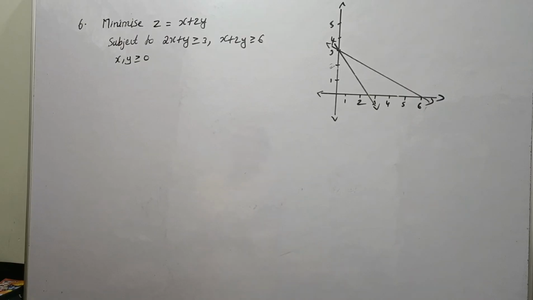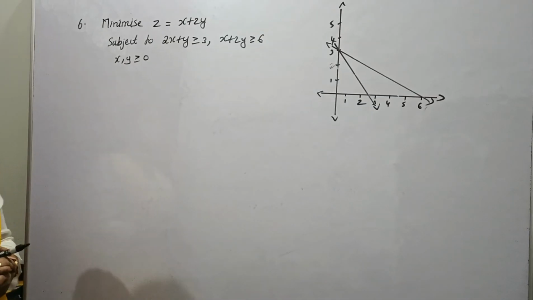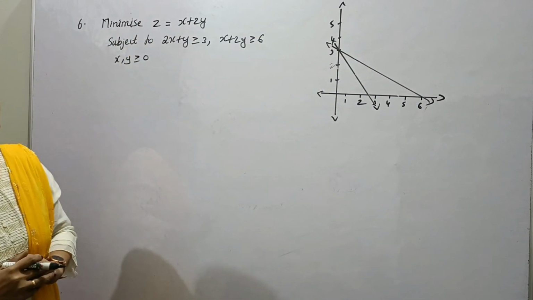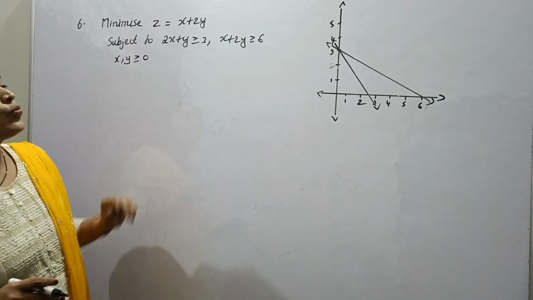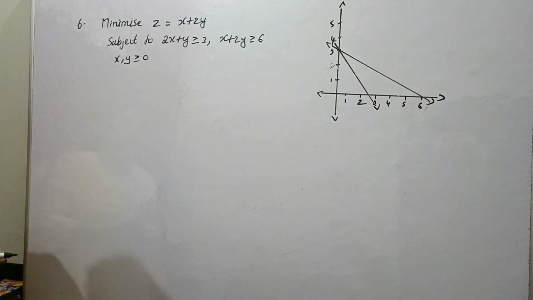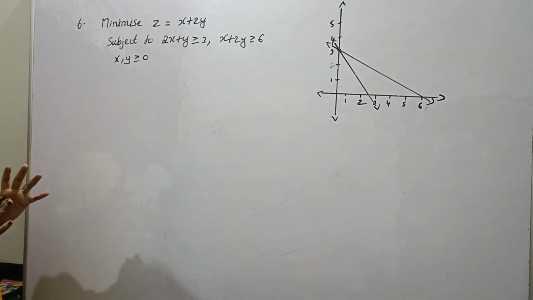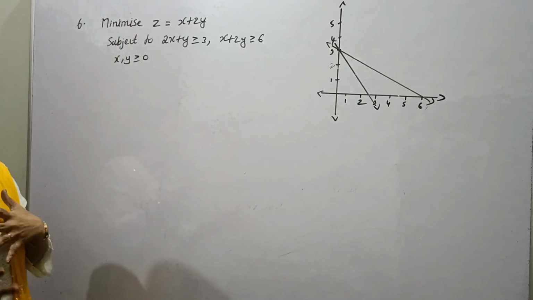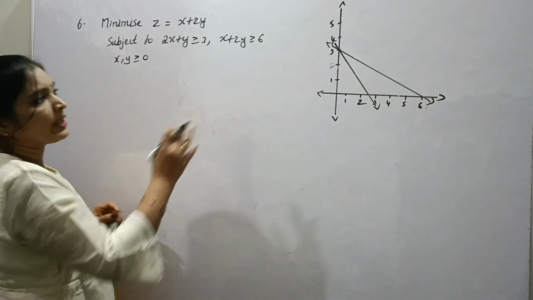Minimize z is equal to x plus 2y subject to 2x plus y greater than or equal to 3, x plus 2y greater than or equal to 6, x, y greater than or equal to 0. So you have to write objective function minimize z is equal to x plus 2y and constraints are 2x plus y greater than or equal to 3, x plus 2y greater than or equal to 6, x, y greater than or equal to 0. Okay. So here we have to find for what values of x and y z is minimum, right? At which point z is minimum. Okay, so for that we have to draw the graph.